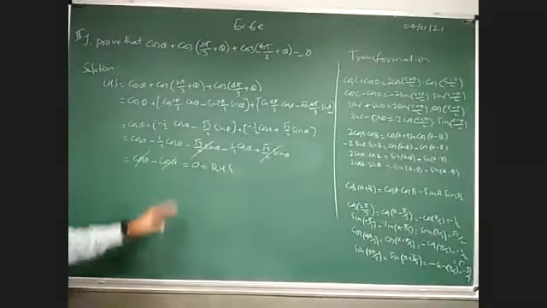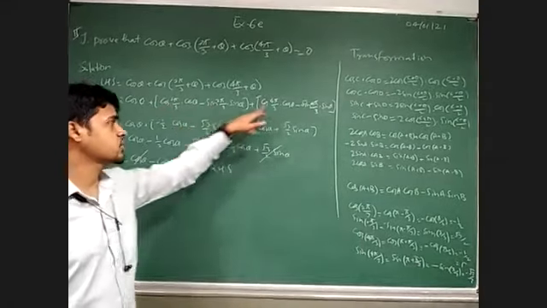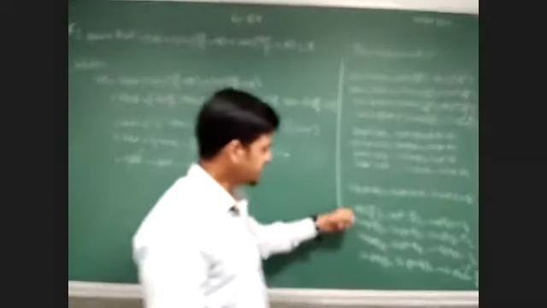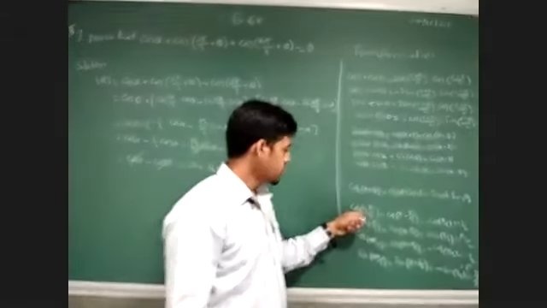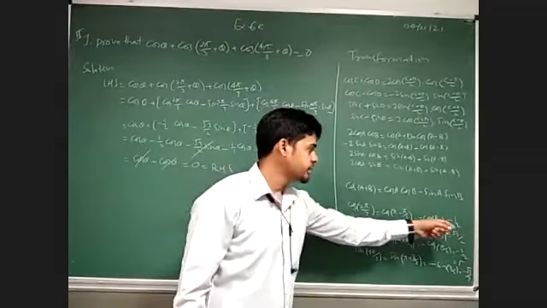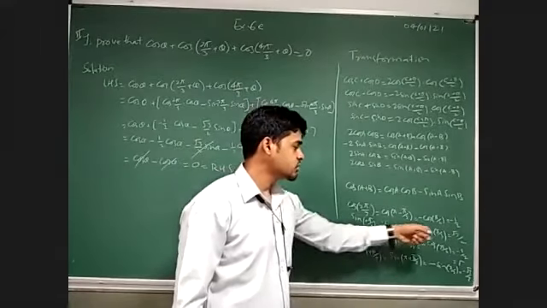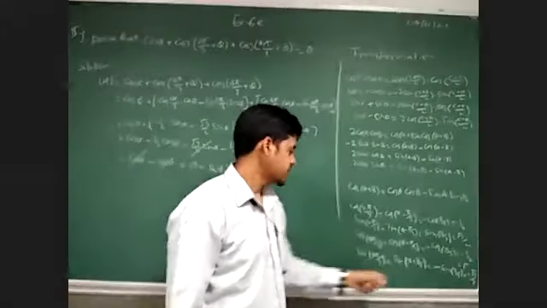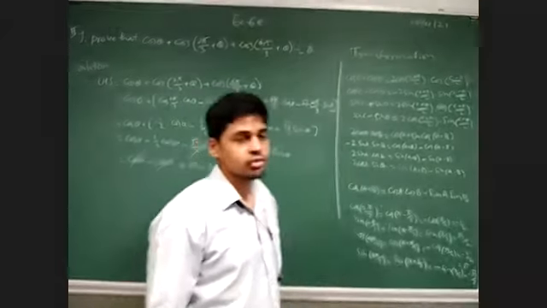Now we have to know all the values: cos 2π/3, sin 2π/3, cos 4π/3, and sin 4π/3. So cos 2π/3 will be minus 1/2, sin 2π/3 is √3/2, cos 4π/3 is minus 1/2, and sin 4π/3 is minus √3/2.